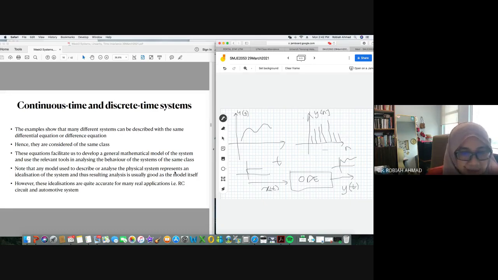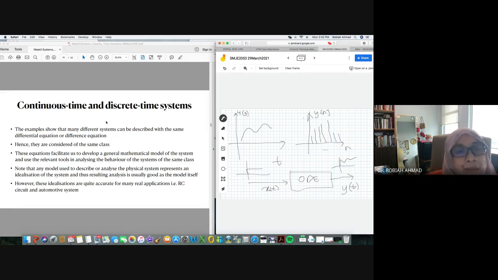So this physical system represent an idealization of the system, and thus resulting analysis is usually good as the model itself. So selalunya model ni untuk that particular system lah. That's why kadang-kadang whatever yang kita dapat tu tak semestinya sama dengan sistem yang lain yang digambarkan with different model, different tools and so forth. However, these idealizations are quite accurate for many real application. For example, like RC circuit and then the automotive system.